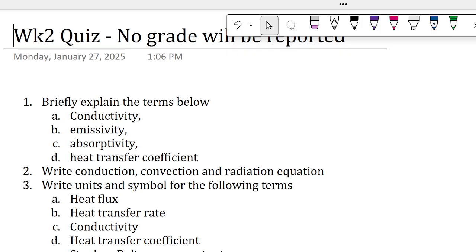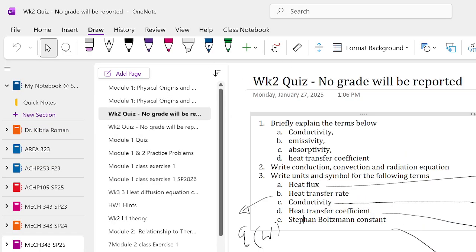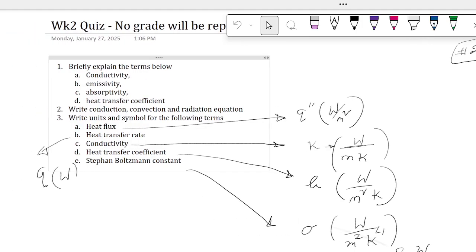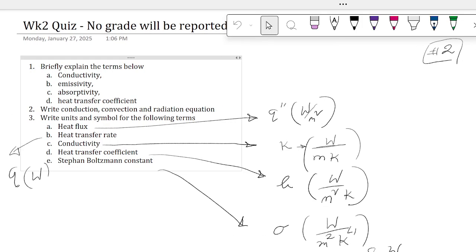It's a non-graded quiz. I'll be getting a paper back from you. Let me show you the answer, okay? And let's discuss it. I have the answer written on a different paper. So let's start with question number one.